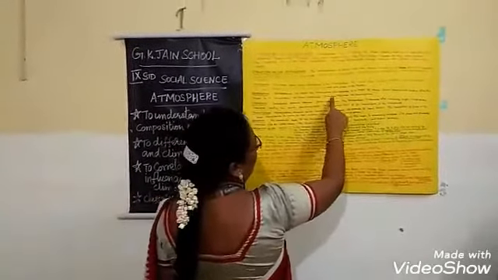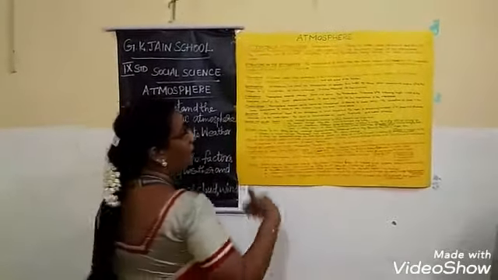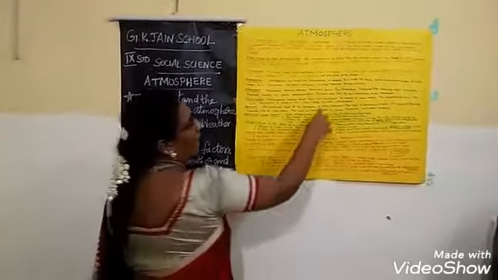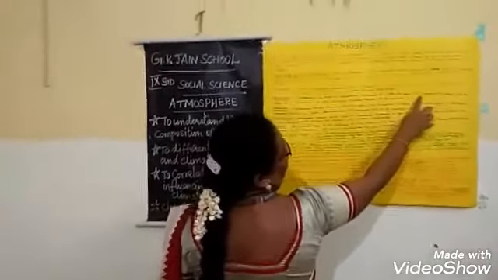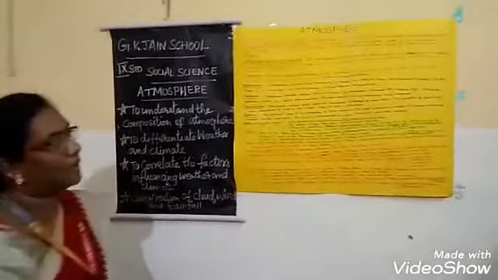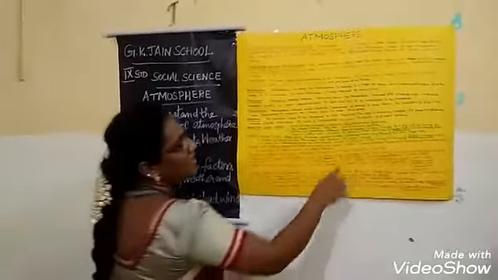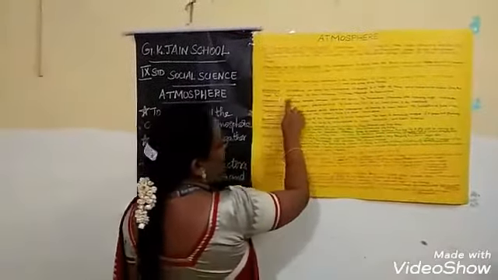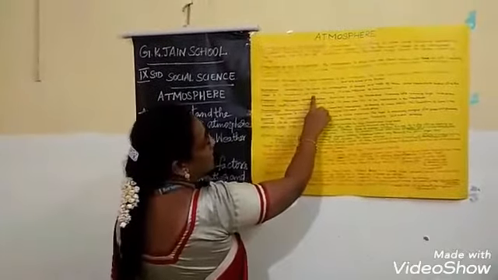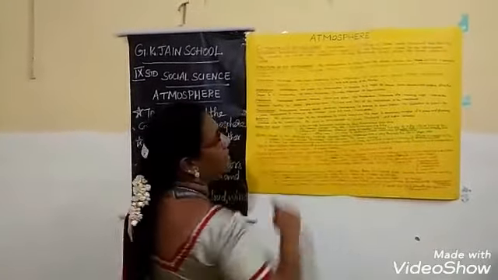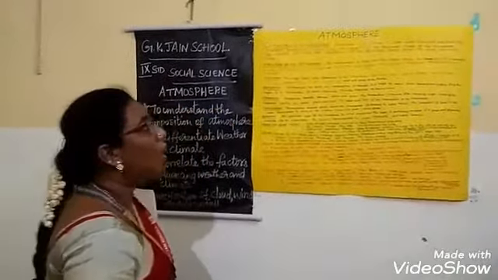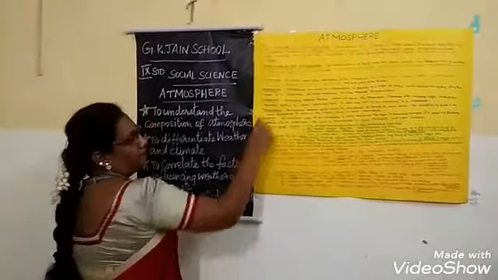Next layer is stratosphere. Stratosphere lies above the troposphere. It extends to a height of about 50 kilometers above the Earth's surface. Since this layer has a concentration of ozone molecules, it is also referred to as the ozonosphere.